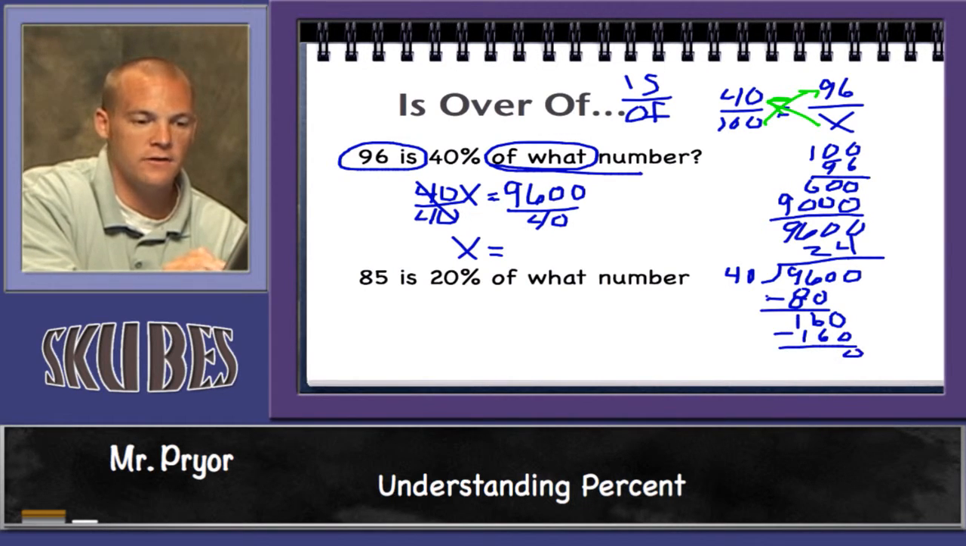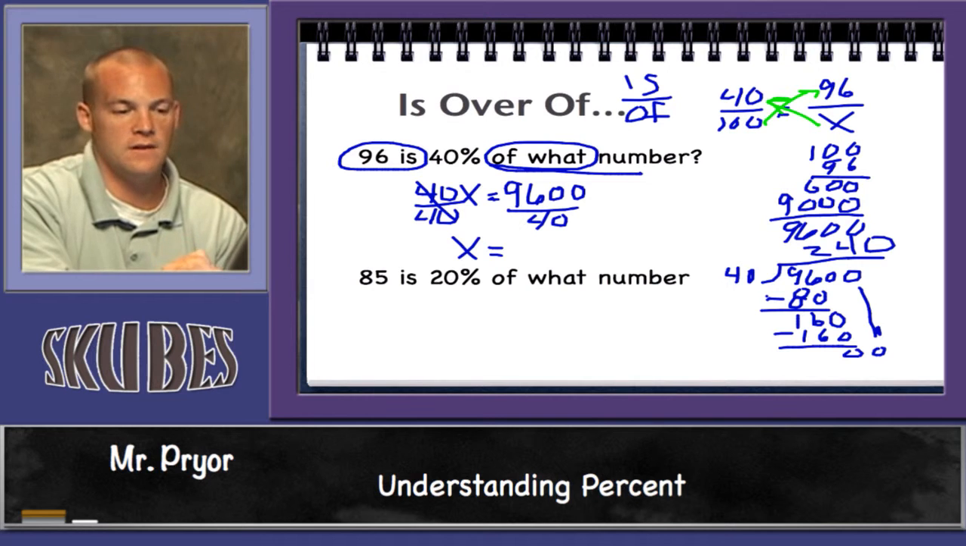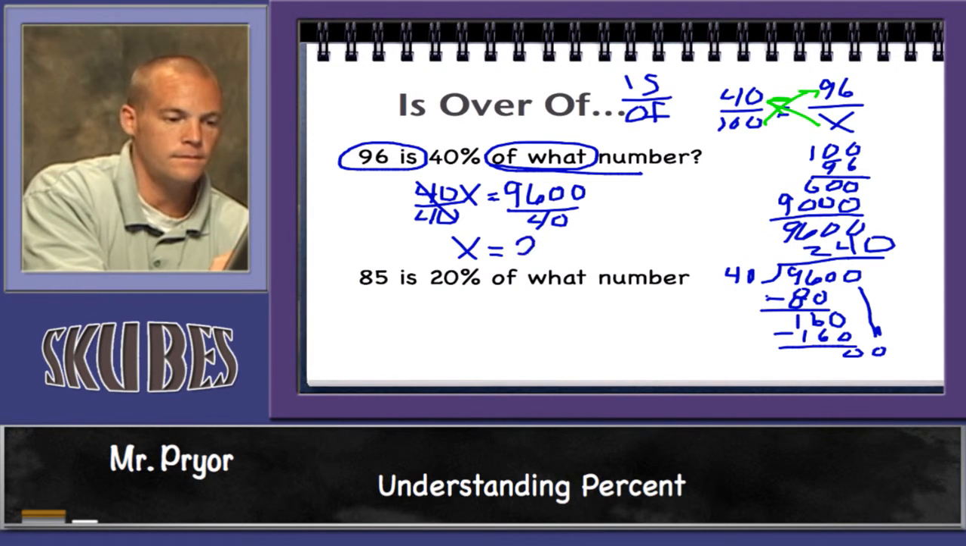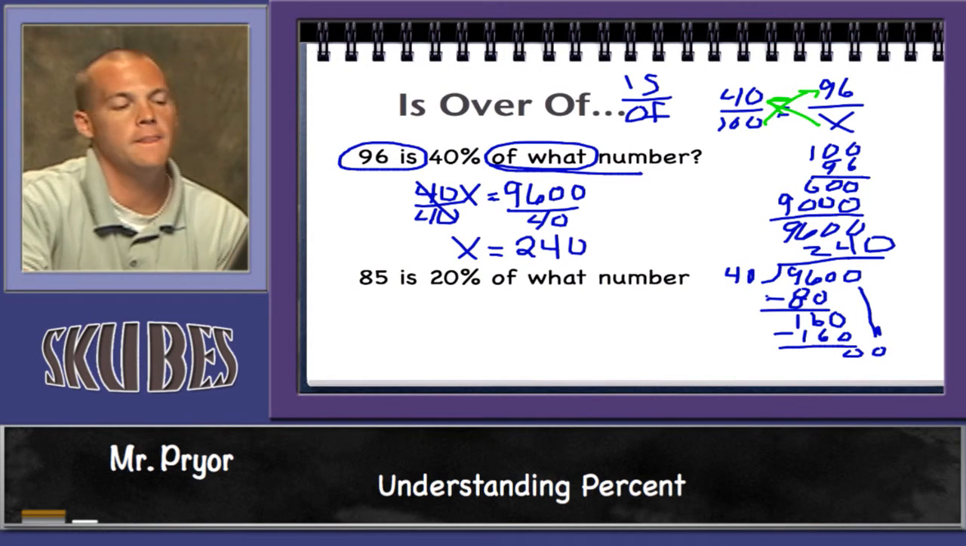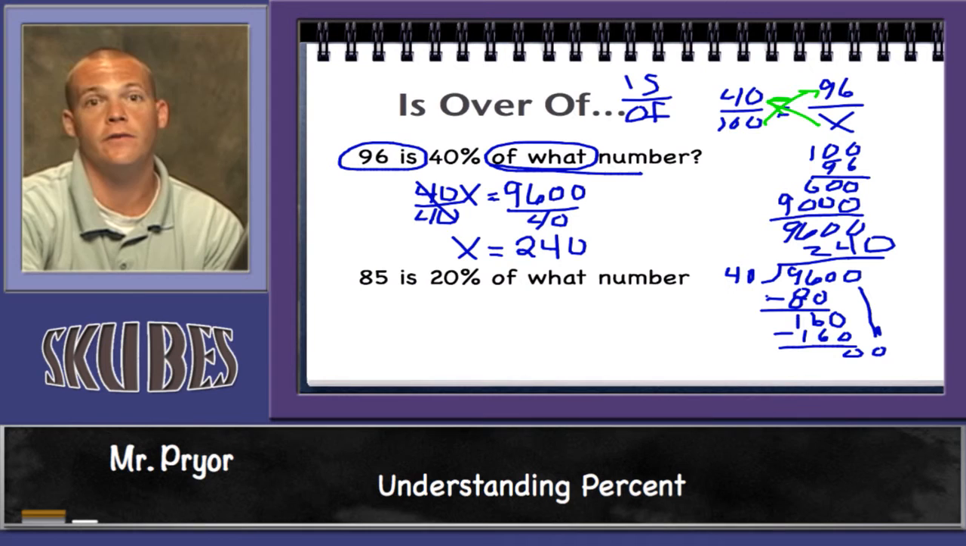Now don't stop there, because we still do have a 0. Bring that down. 40 goes into 0 0 times, and that's going to be our final solution, 240. So x equals 240, which means 96 is 40% of 240.